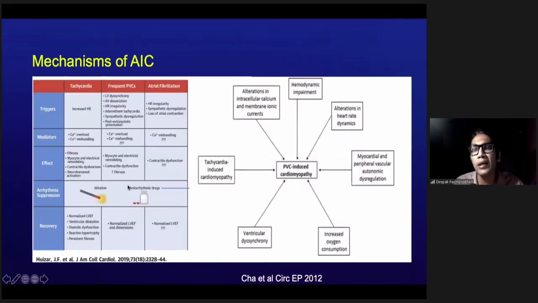Why are we even bothered about PVCs? Why have I spent 5 minutes talking about them? That is because PVCs in certain burdens can actually cause cardiomyopathy. And this remains a reversible form of cardiomyopathy.